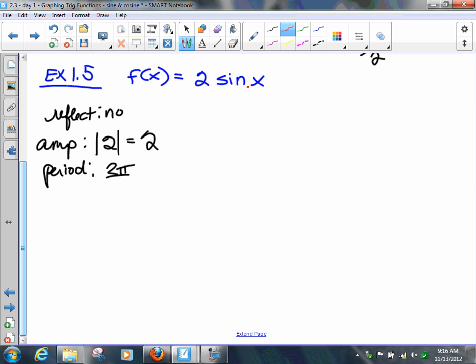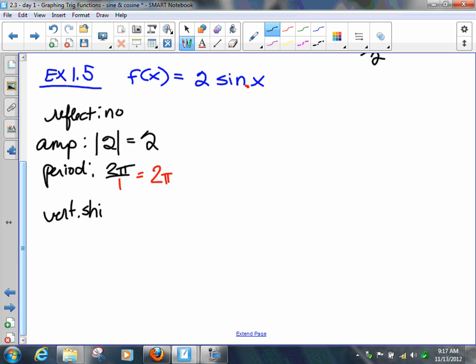Because there's nothing in front of the x. So if there's nothing there, it has to be the number 1. It's our invisible 1, which makes the period of this curve 2 pi. It's going to be 2 pi. That's the length of the curve. Okay? Is there a vertical shift?